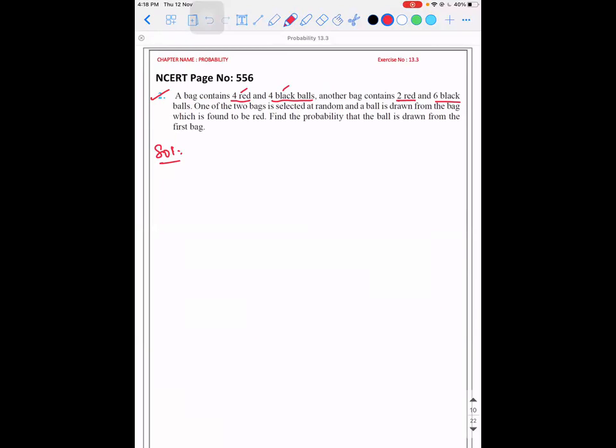So it's very simple. Event 1 is to select bag 1. Event 2 is to select bag 2. What is the event A? Event A is that it should be a red ball. What are they asking? What is the probability that the ball is drawn from the first bag, given it is a red ball?